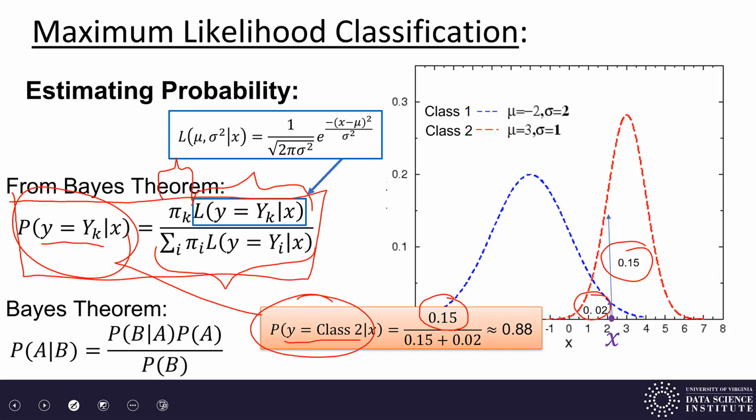class 2 divided by the sums of the likelihoods for all the classes, 0.15 plus 0.02, and that gives us this value of 0.88. So the probability for this class, for class 2, being the class that generated this observation x, is 0.88. And so that's how we compute probabilities for maximum likelihood function classifiers.